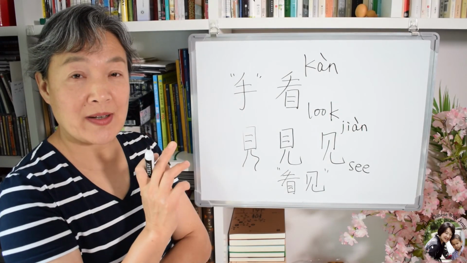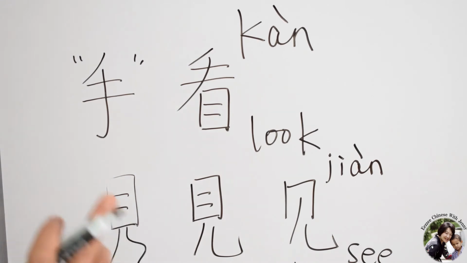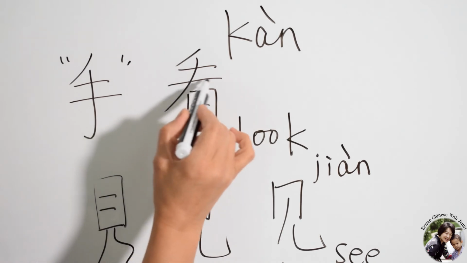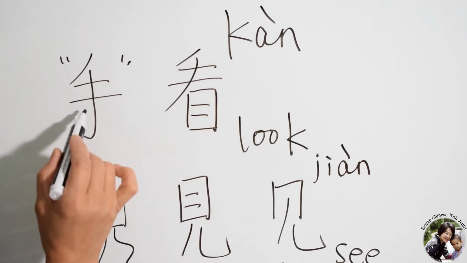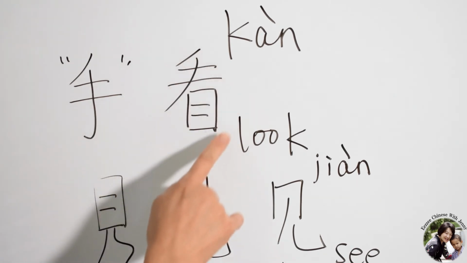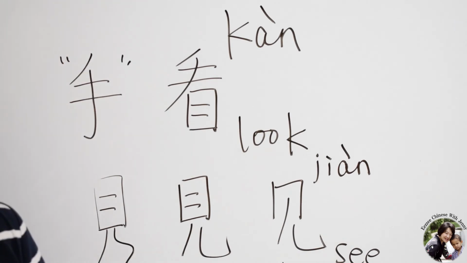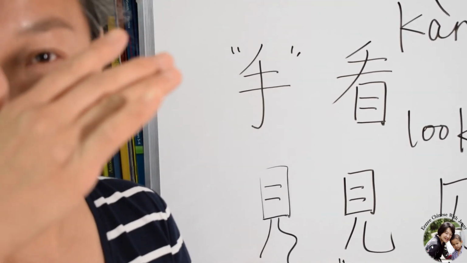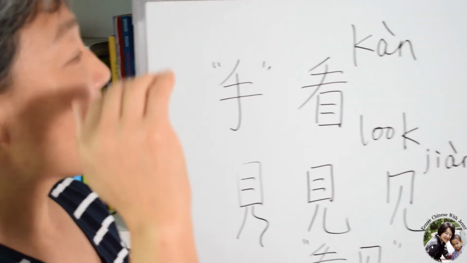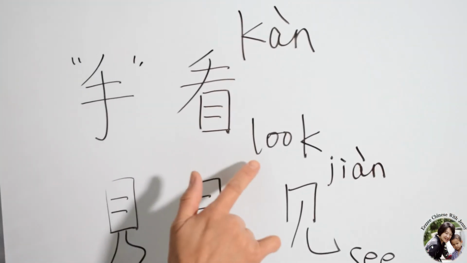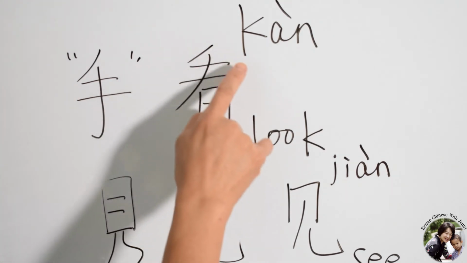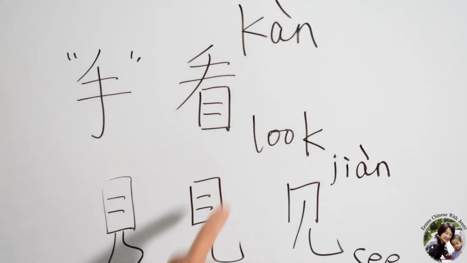Let's learn two more characters related to your eyes. The first one, remember, this is your eyes. And this is the shape of your hand, 手, remember? So what are you doing with your hand on top of your eyes? People still do it like this when you try to look at something, right? So this character means look, especially the action of looking. The pronunciation is kan, 看, the fourth tone.